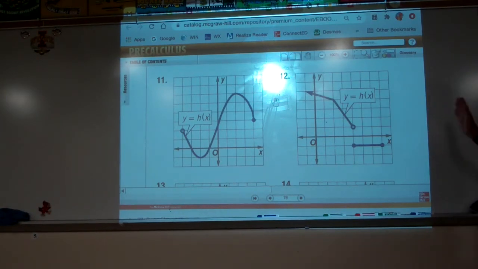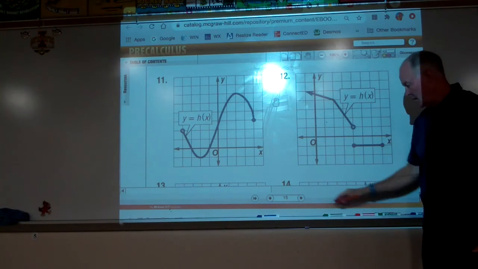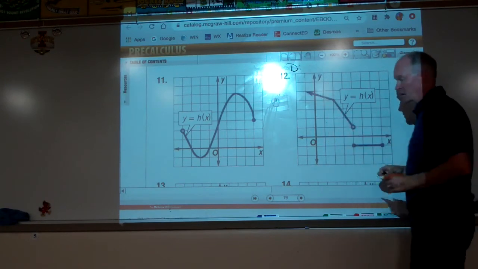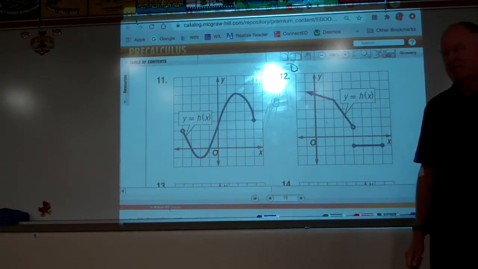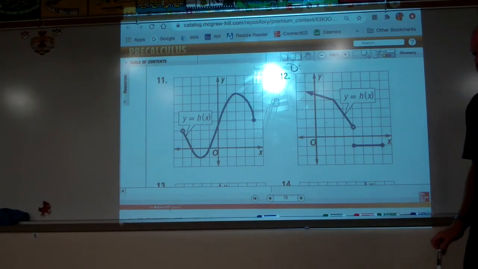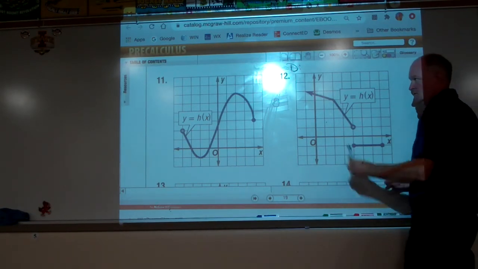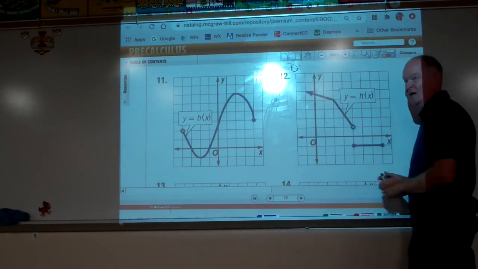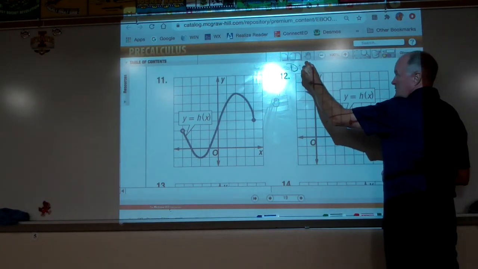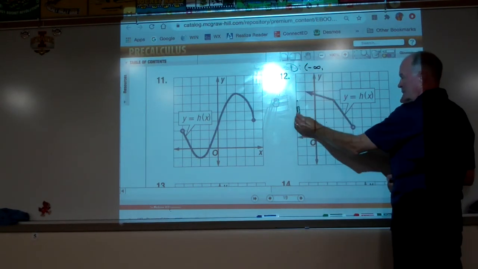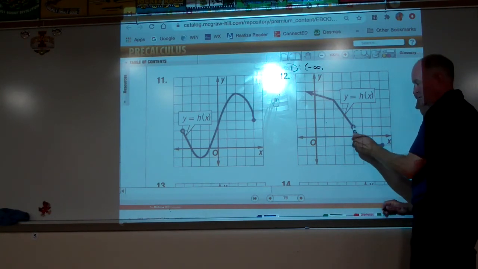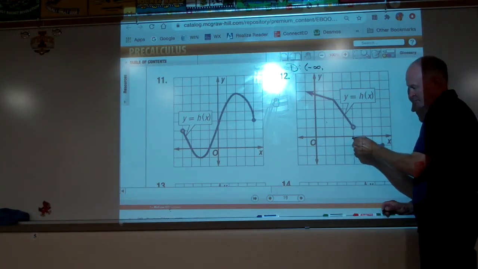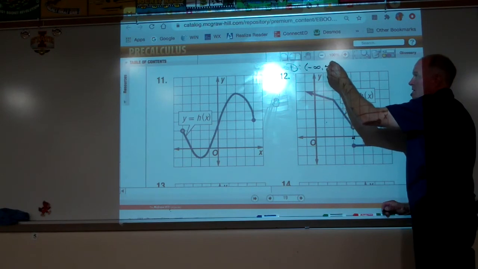So for number 12, I want to do the domain and the range. So domain, on your graph paper or your homework paper, just put D for domain and R for range for what you need. Left to right. So the first thing I run into on the left is an arrow. So that's negative infinity. That's actually going to go all the way till I get to that open dot, isn't it? Which is at an x value of 4. Open dot.